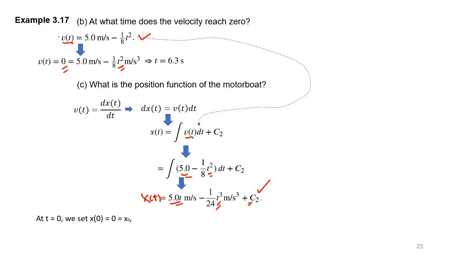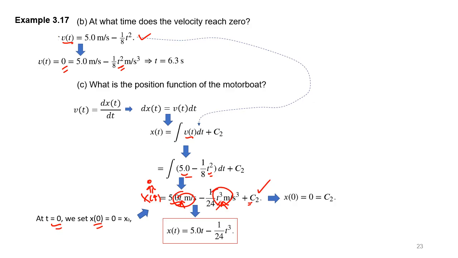So we need to apply the boundary conditions. When t is equal to 0, we consider the boat was at the origin, at 0 position. So x(0) will become 0. Here you put time t equal to 0, so this becomes 0, this becomes 0. So c2 is actually 0. So our position function becomes x(t) equals 5t minus 1 by 24 t cube.